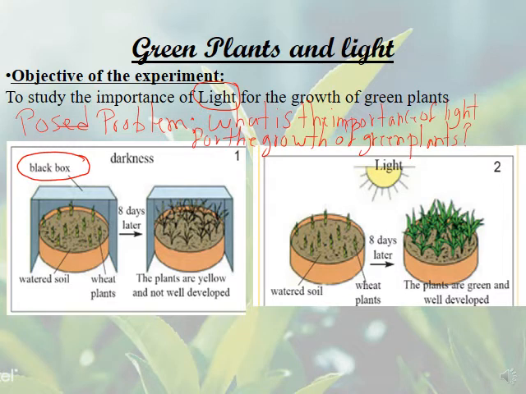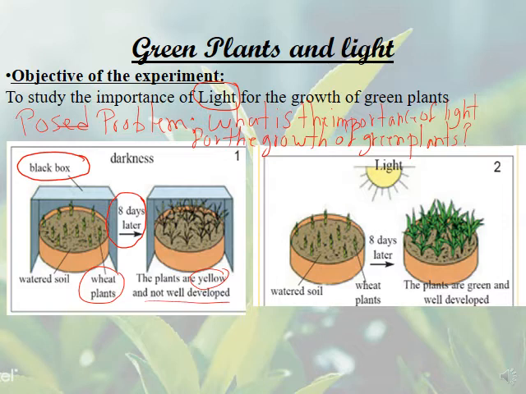that prevents the light from reaching the plant. Here we have wheat plants, and we watered the soil normally. We have CO2 and everything is okay, except that we don't have sunlight. After 8 days, so here we have a duration. In addition to the conditions, we have the duration, 8 days. The plants are yellow and not well developed.